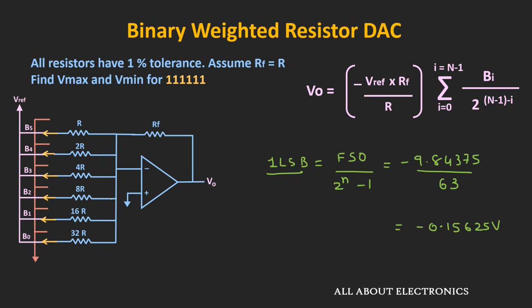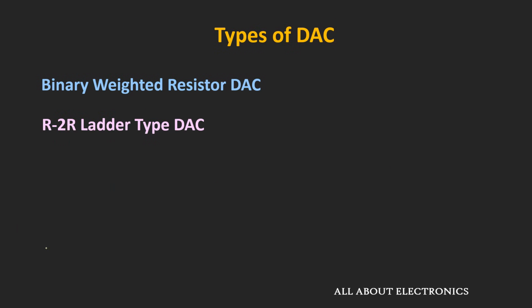And it is hard to achieve as the number of resistors in the circuit will increase. And that is why this type of DAC is not used whenever the high accuracy and the high resolution is required. And for that, this second type of DAC is often used, which is known as R2R ladder type of DAC. So we will discuss more about it in the next video.